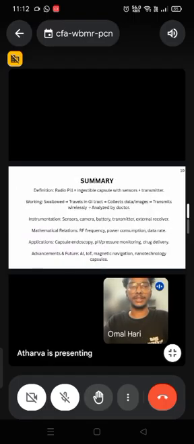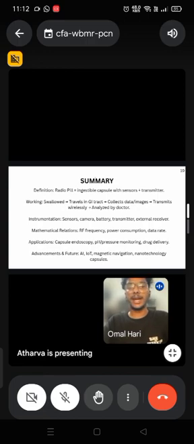I'll give the summary of the presentation. The definition of a radio pill is an ingestible capsule with sensors plus transmitters. Working: it is swallowed, then it moves through the GI tract and collects data or images, transmits wirelessly, and then it is analyzed by doctors.